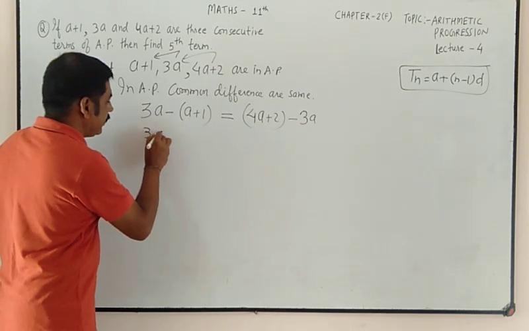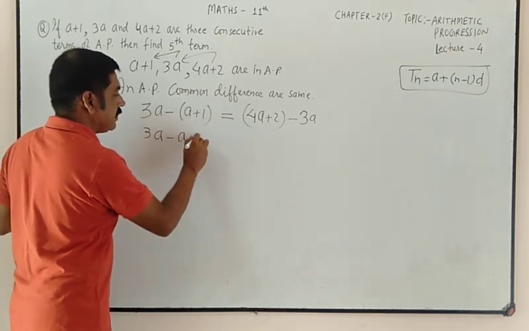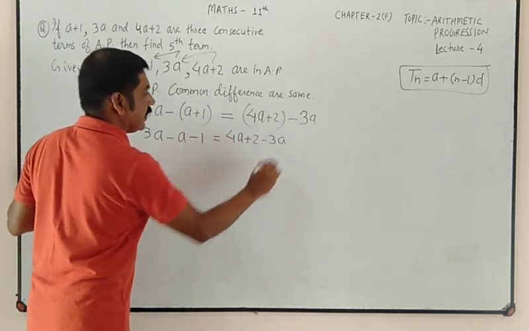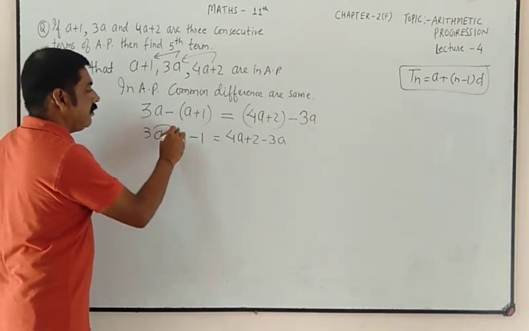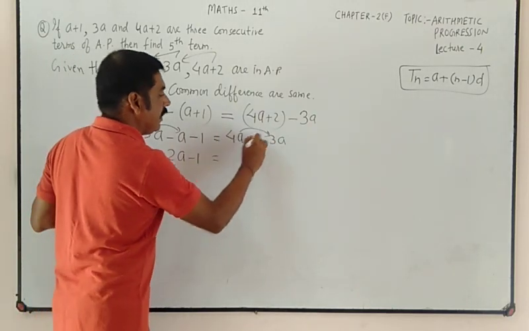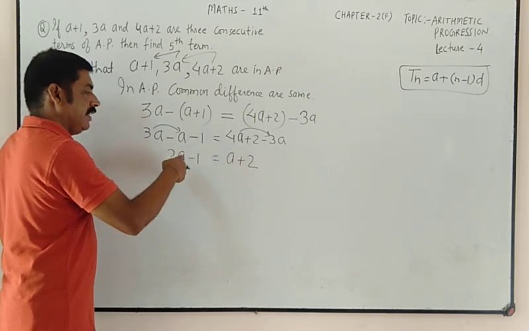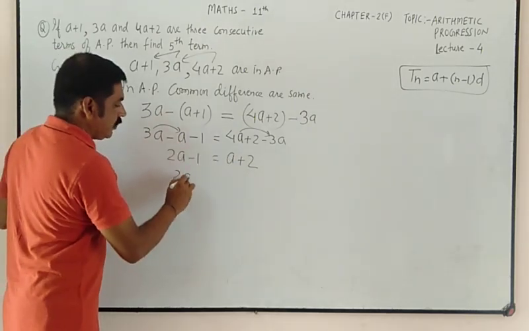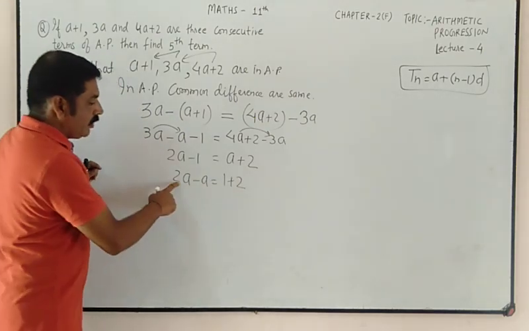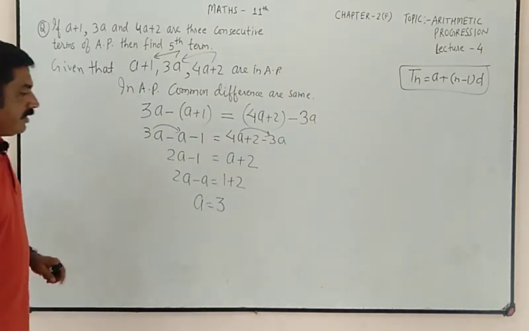Now solve it. 3a minus a plus 1 is equal to 4a plus 2 minus 3a. Clear? Now solve it. 3a minus a, 2a minus 1, 4a minus 3a, a plus 2. Now transfer of a and transfer of minus 1. So 2a minus a is equal to 1 plus 2. 2a minus a is equal to 3. A is equal to 3.